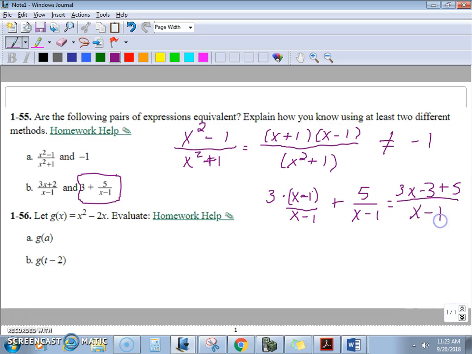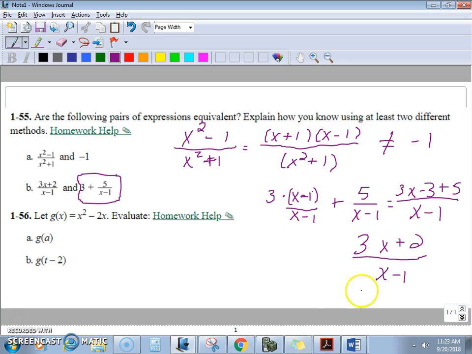over x minus 1, which does in fact simplify down to 3x plus 2 over x minus 1. So I have proved that those two are the same. If you want to do it a second way, please use your calculator.